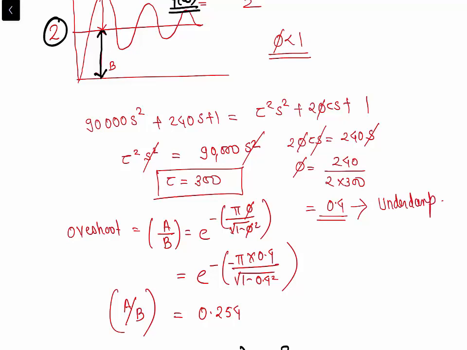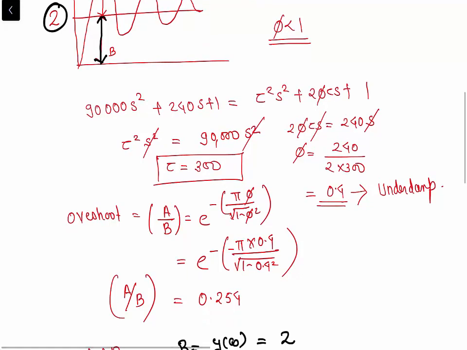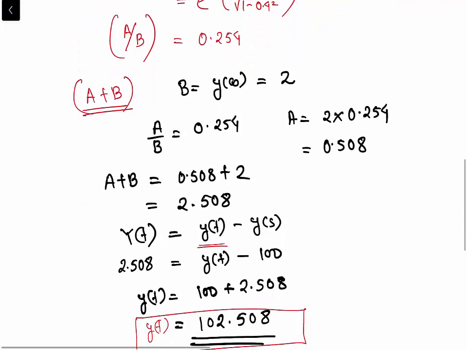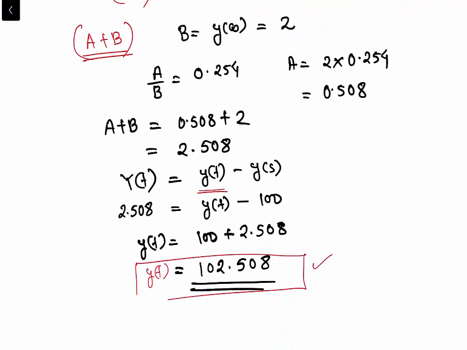Okay, after checking you should know the overshoot. What is overshoot? It is a ratio of a by b. Then you have to calculate the value of a plus b. Why do we want a plus b? Because we want to know how much it has overshot from the new steady state. For the new steady state, what is the value it has gone over. And finally we have calculated this answer. So this is our final answer.